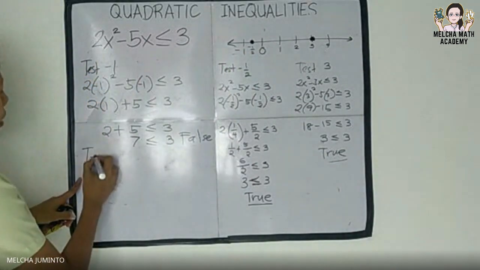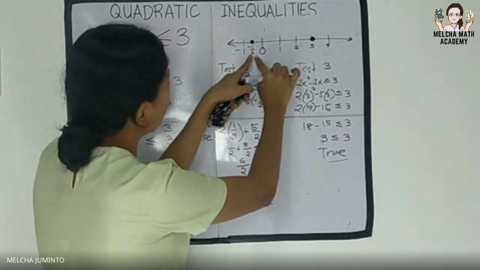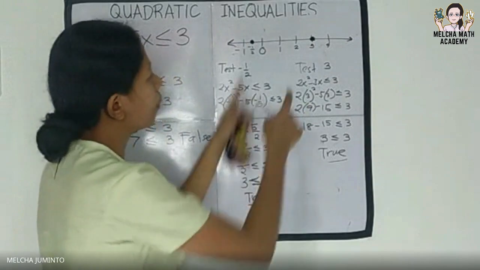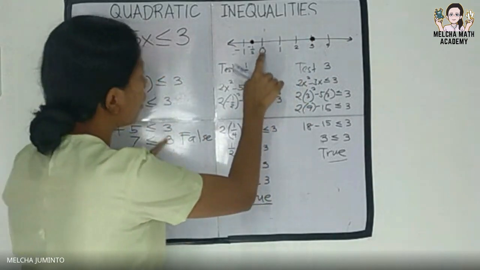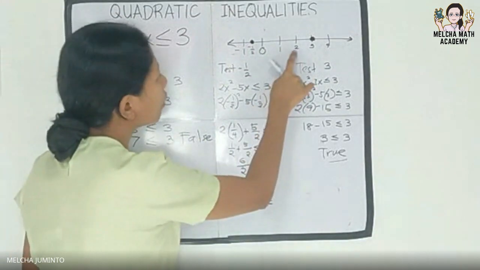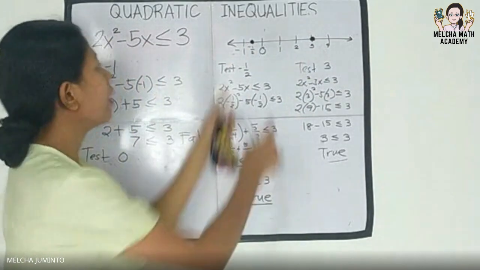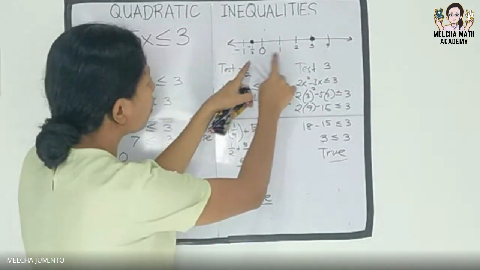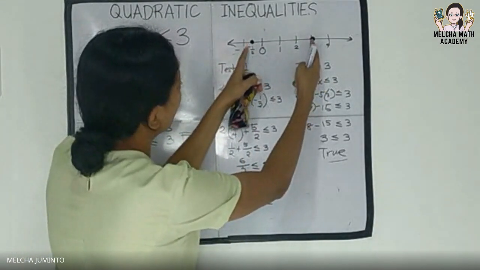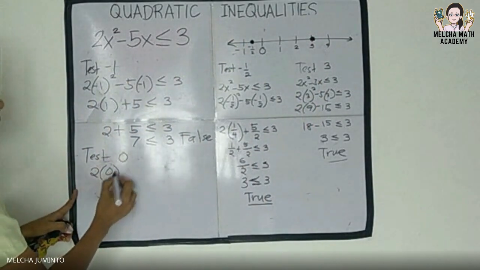Next, let us test a number which is located at the middle of negative 1/2 and 3. Choose one number at the middle. I'll choose 0 for easy computation. You may choose 1 or 2, but to make it easier, or the easiest way, choose 0. Because 0, 1, and 2 are all located between negative 1/2 and 3. I will choose 0. Use the original inequality.